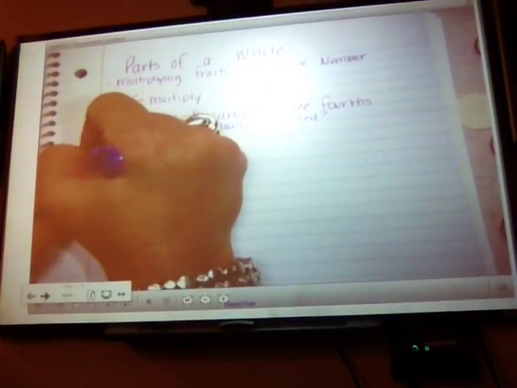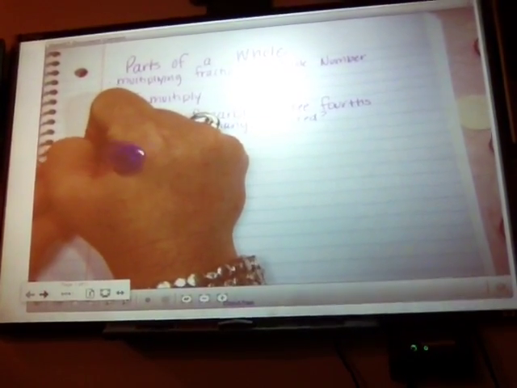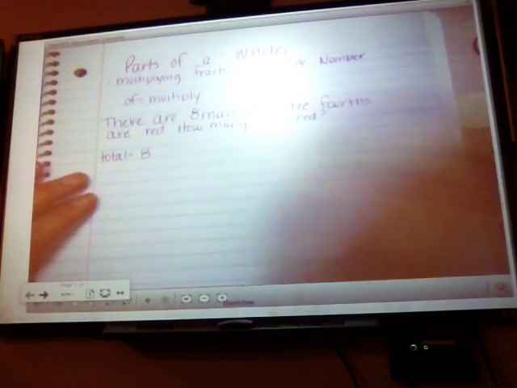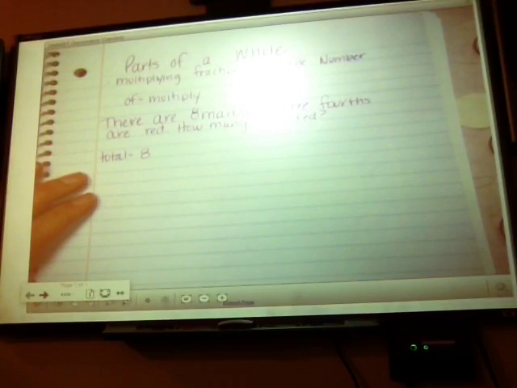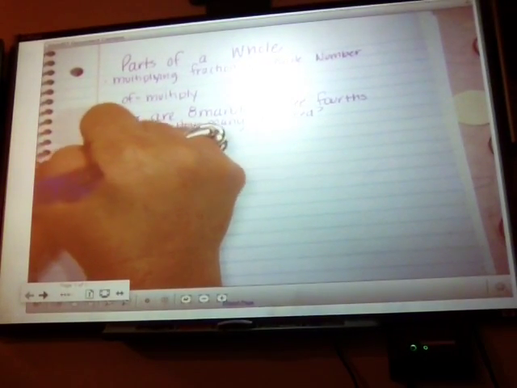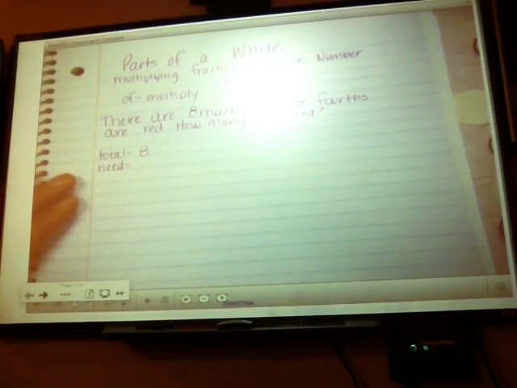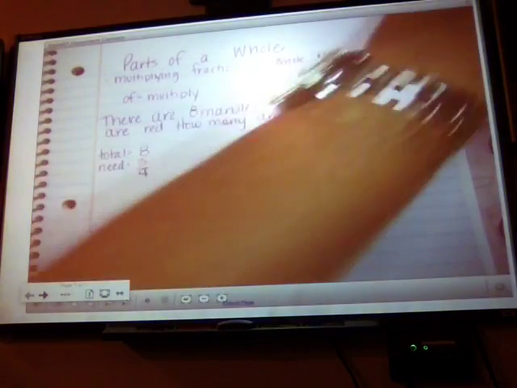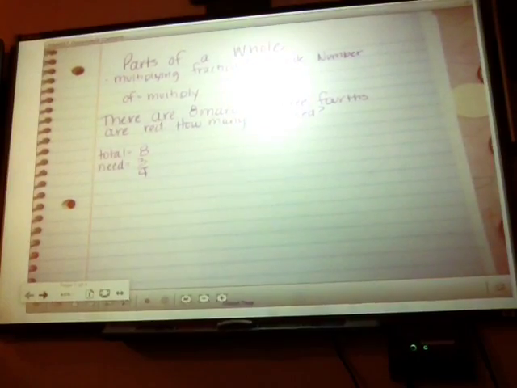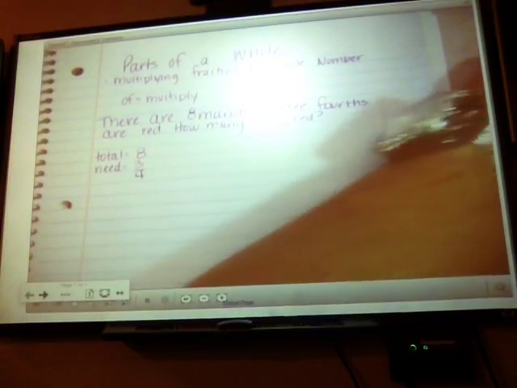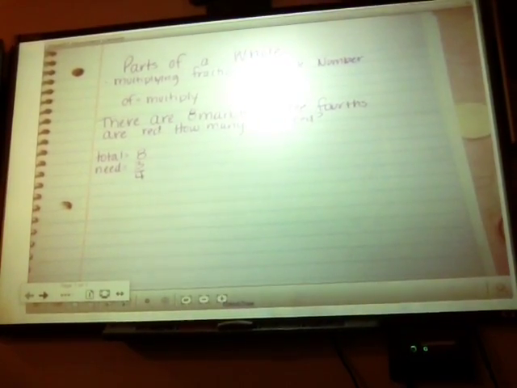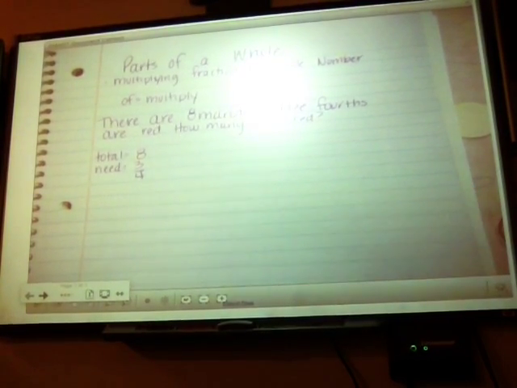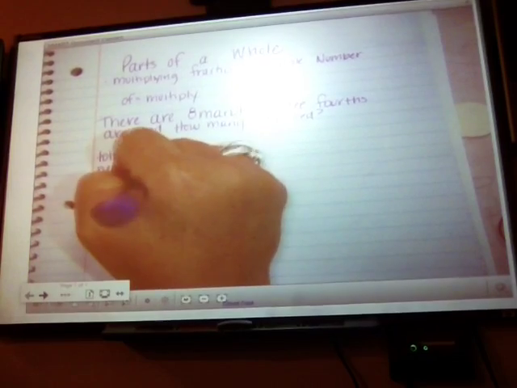So, what's my total? What's my total marbles? 8. Okay? So, what do we need? How many are we needing? 3/4, right? So, if I'm going to get 8 marbles, how would I organize them? If I was going to make them an array, I would arrange them in groups of 4, right? Because I'm going to need 4 groups.